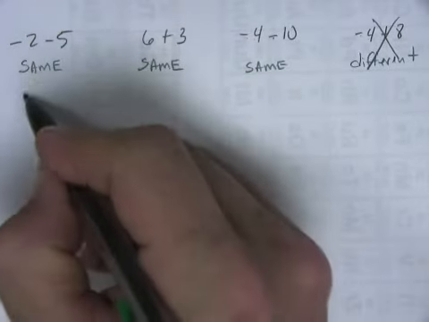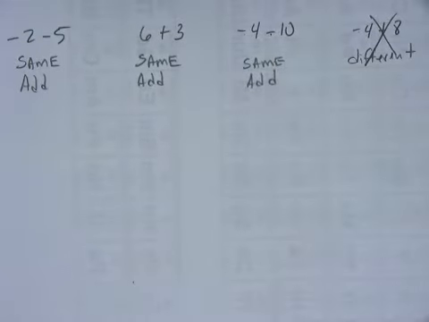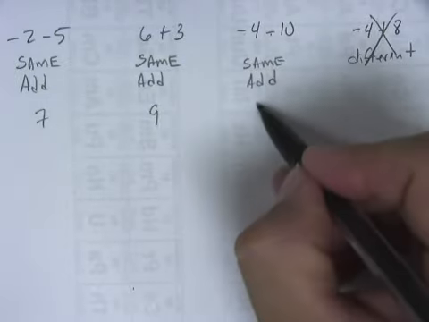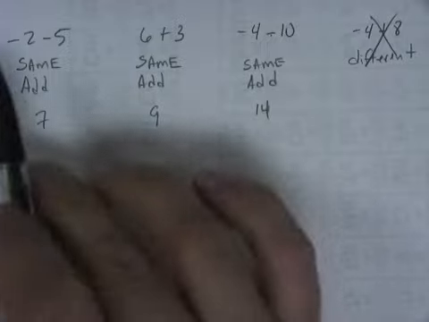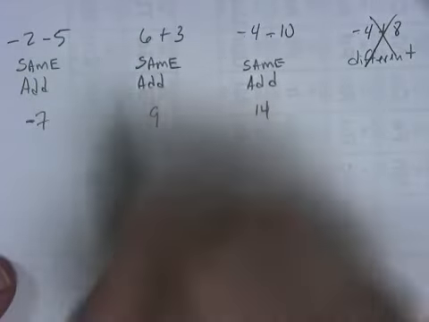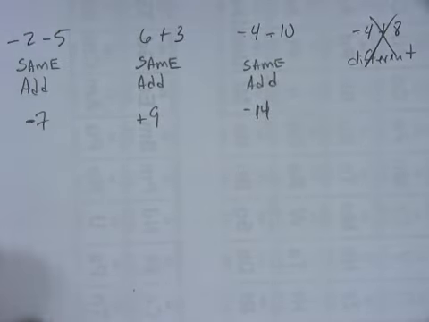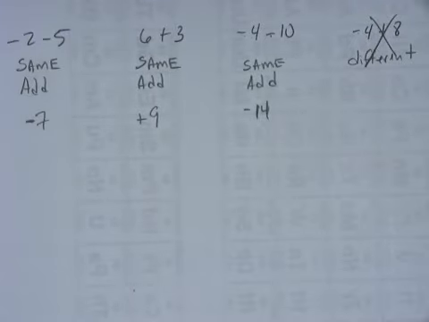When the signs are the same, you simply add the numbers together. That's what you do. 2 and 5, 7. 6 and 3, 9. 4 and 10, see if I can add them together right, is 14. And then you keep that sign in your answer. It stays in there. So since these are both negative, it stays negative. Since these are positive, it stays positive. Since these are minus, it stays minus. So the answer of negative 2 minus 5 is negative 7. 6 plus 3 is 9. Negative 4, negative 10, negative 14.